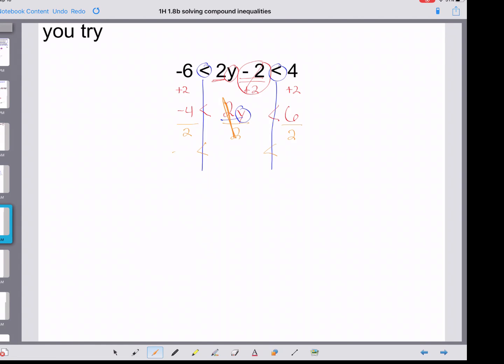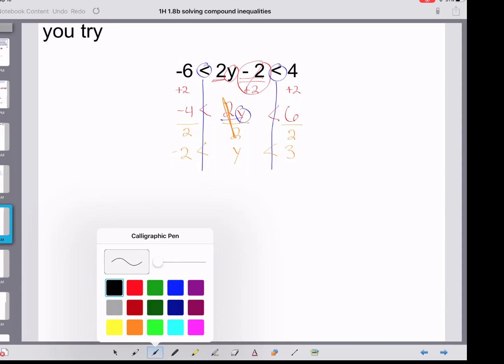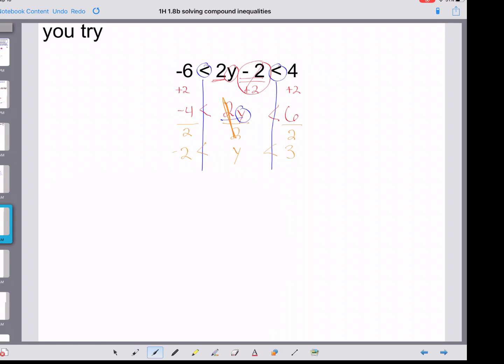Negative 4 divided by 2 is a negative 2. 6 divided by 2 is 3. And bring down that y. Now that y is alone, we should be able to graph it. If you haven't tried graphing it yet, try doing that yourself right now and pause the video. You should get something like this with negative 2 and a 3.